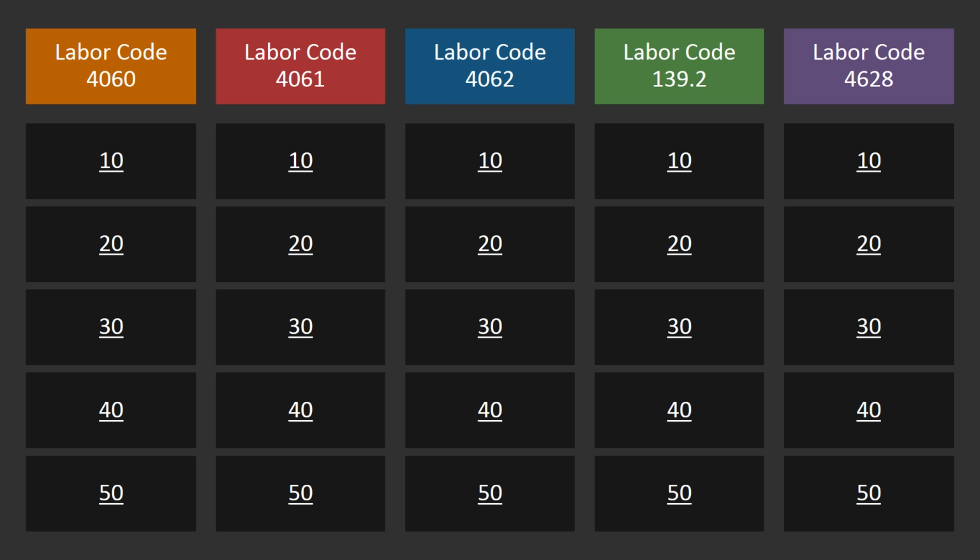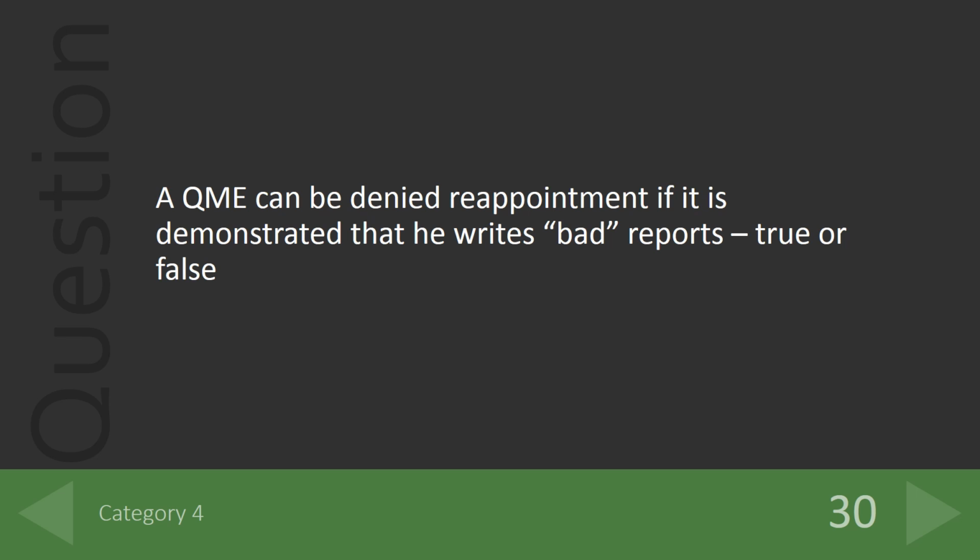Labor Code 139.2 for 30 points, please. A QME, is this true or false? A QME can be denied reappointment if it's demonstrated that he or she writes, quote unquote, bad reports. Bad reports. Well, what is a bad report? How does a report qualify as bad? What is a bad report? And if a doctor writes bad reports, can he be allowed to continue to go on writing bad reports, or can his reappointment be upheld?